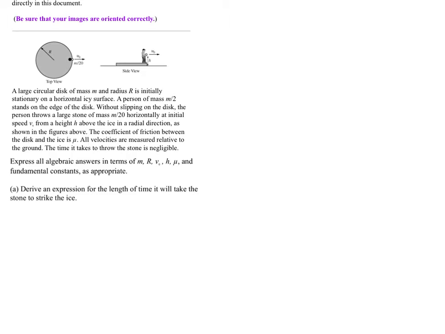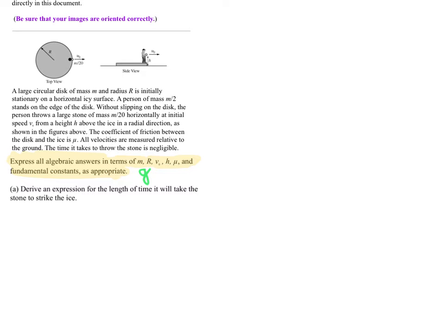The coefficient of friction between the disk and the ice is mu. All velocities are measured relative to the ground. The time it takes to throw the stone is negligible. And then, this is really crucial, express all algebraic answers in terms of m, r, v0, h, mu, and fundamental constants as appropriate, meaning no other symbol should show up except these things, and maybe, in this case, g, which isn't really fundamental, but they use it that way.